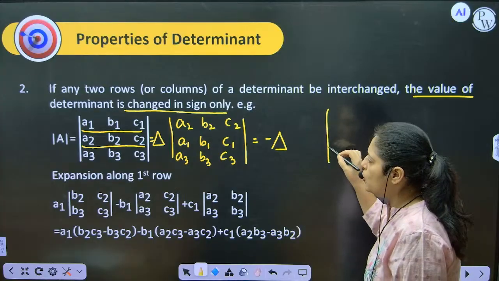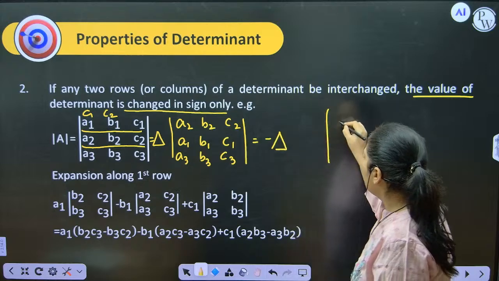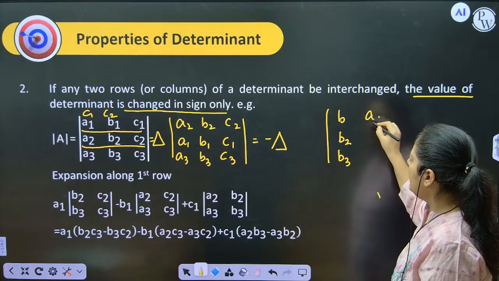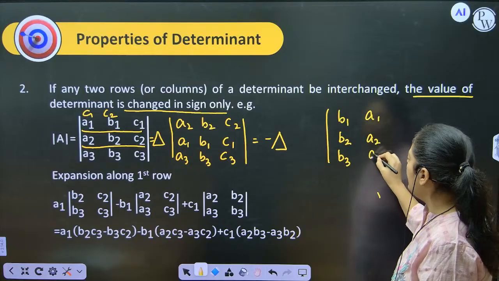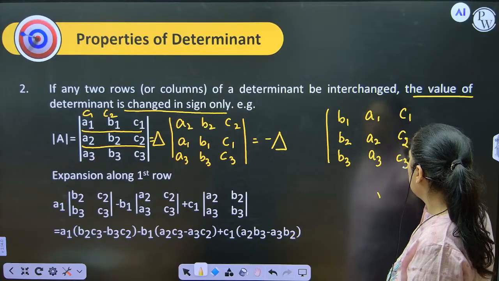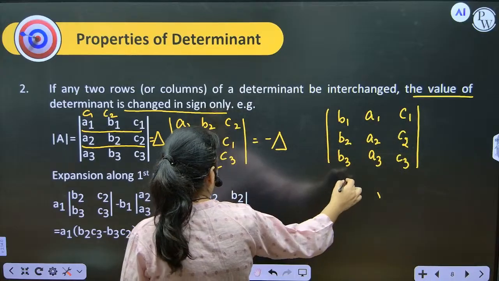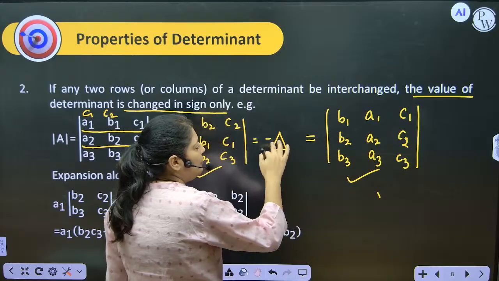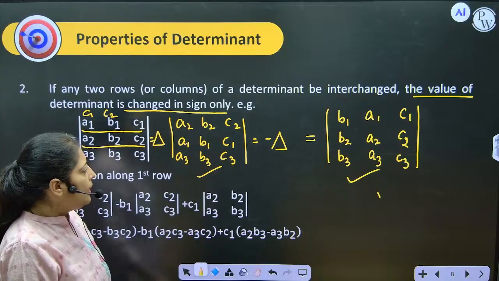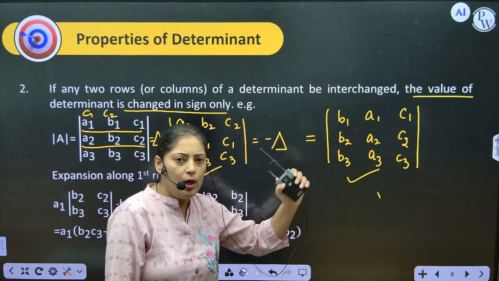Suppose this is column 1, this is column 2. So B1, B2, B3 have come first. A1, A2, A3 have gone to the second column. C1, C2, C3 is at the same position. Either this happens or this happens. The value will be changed only with the minus sign. This means either I am interchanging two rows, or I am interchanging two columns.